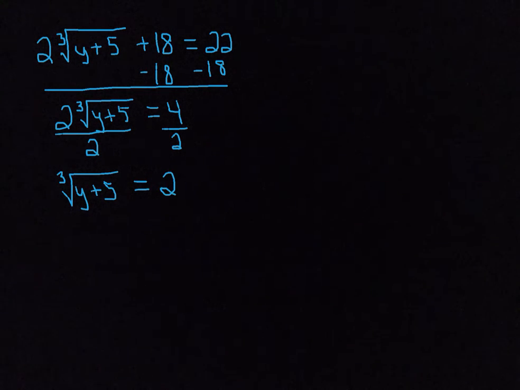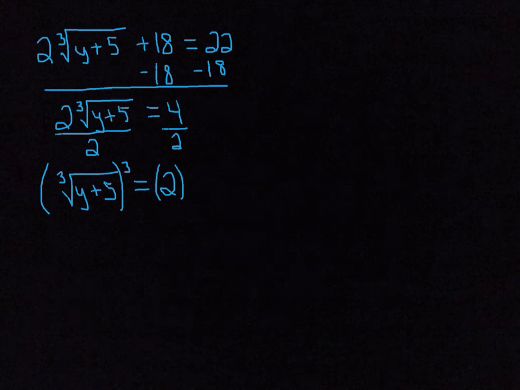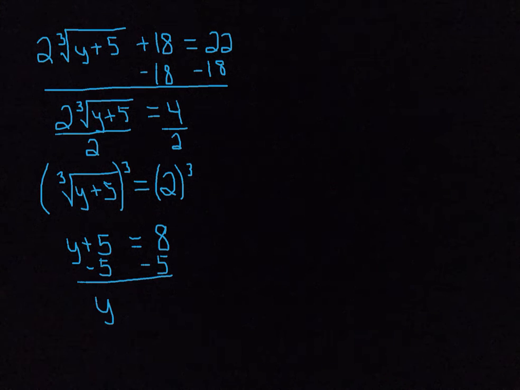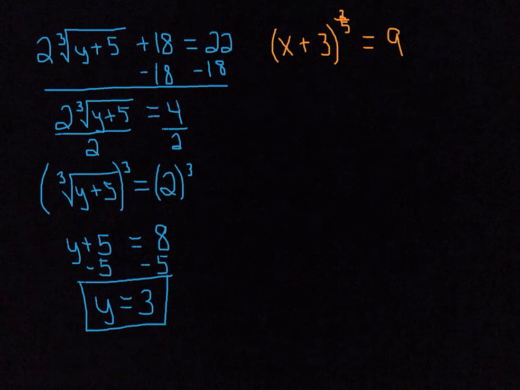Now, to get rid of a square root, you square it. So to get rid of a cube root, you want to cube. And you have to cube both sides. So the cube root of something cubed is just what's left under the radicand. So you got y plus 5 is equal to 2 cubed, which is 8. Subtract 5 from both sides, and we get y is equal to 3. Y is equal to 3. Let's take a look at another example.